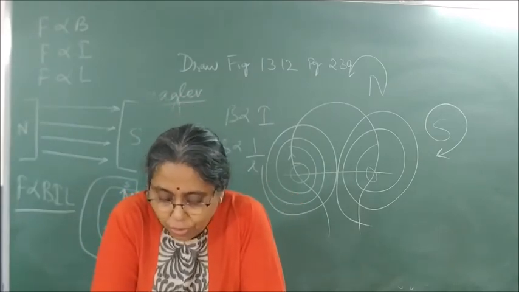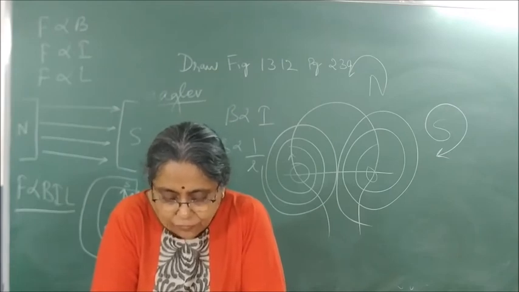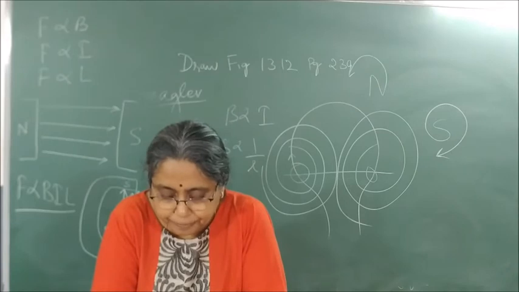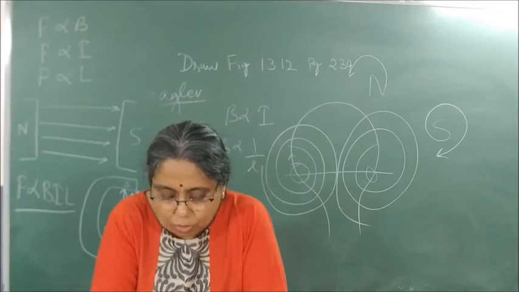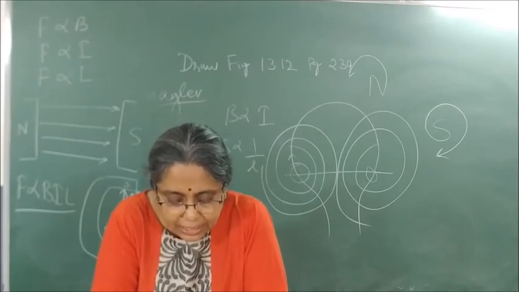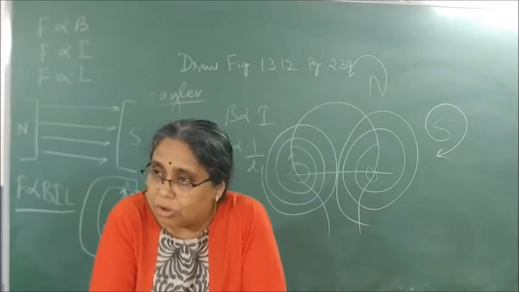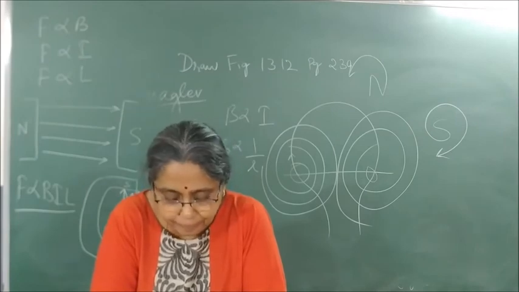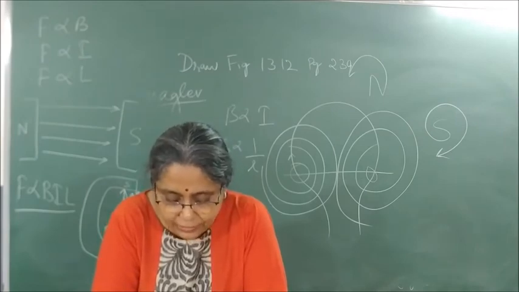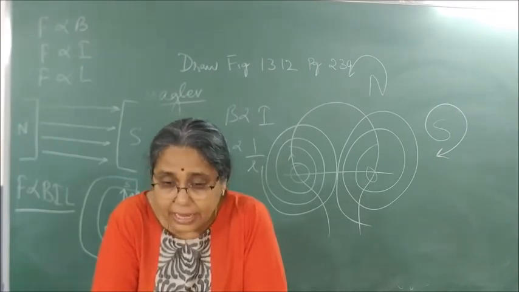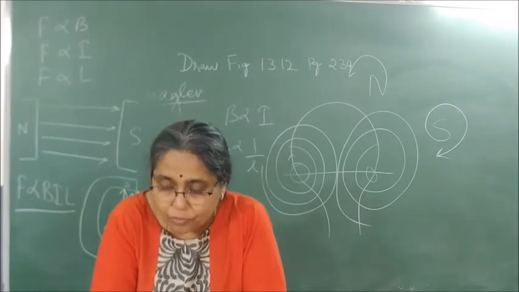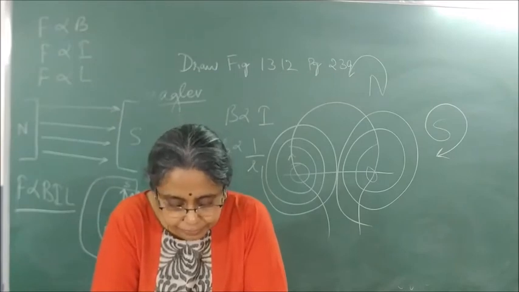The field so produced exerts a force on a magnet placed in the vicinity of a conductor. French scientist Andre Marie Ampere suggested that the magnet also must exert an equal and opposite force on a current carrying conductor. The force due to a magnetic field acting on a current carrying conductor can be demonstrated through the following activity.